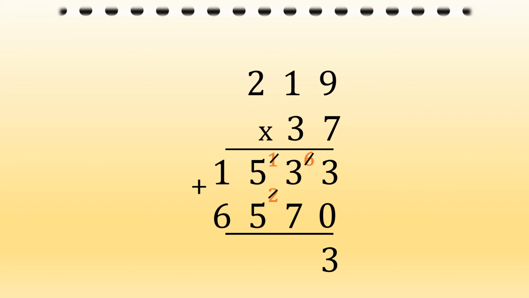3 plus 0 is 3. And 3 plus 7, that's 10. 0 down, carry the 1. 5 plus 5, also 10. Add the 1, giving us 11. So let's carry on with the other one. So 6 plus 1 is 7. Add the 1, giving us 8.